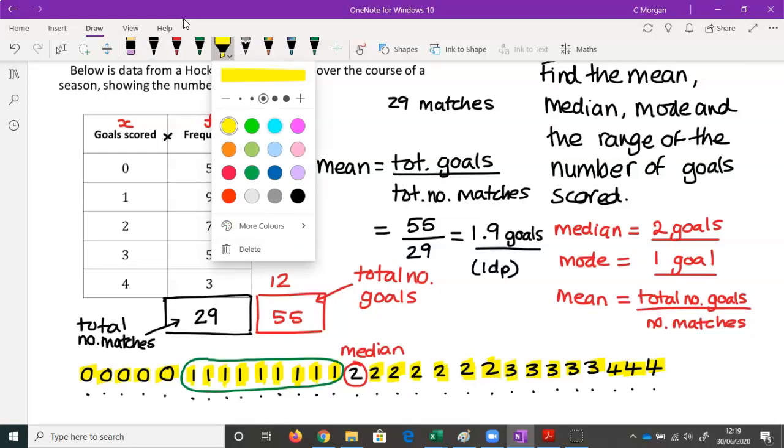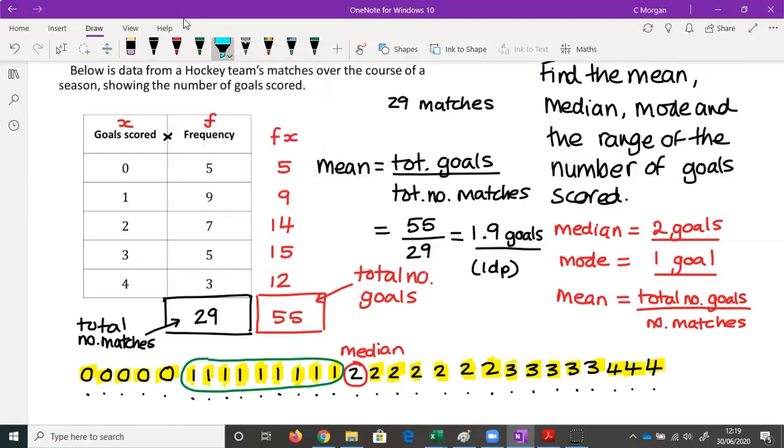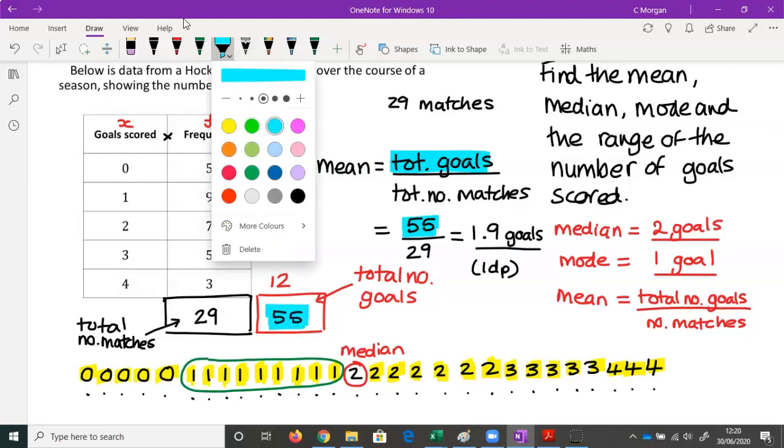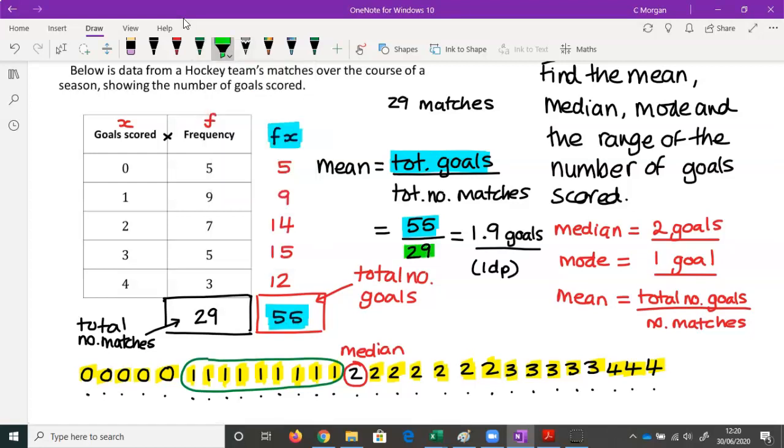Just to make clear that when I've got a frequency table, I'm always going to find the total number of goals by adding up the total of the frequency times the X column. And I'm going to find the total number of matches by adding up the frequency values. And that's always how to find the mean from a frequency table. You need to learn that because I'm going to set a Hegarty task on that. It's a very important skill.